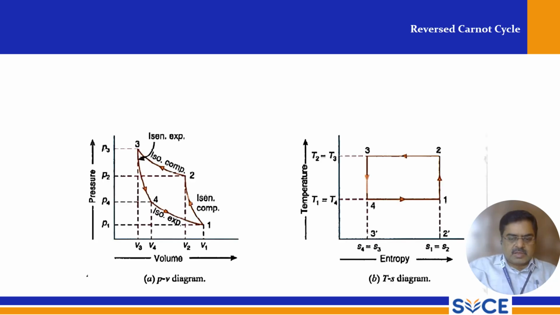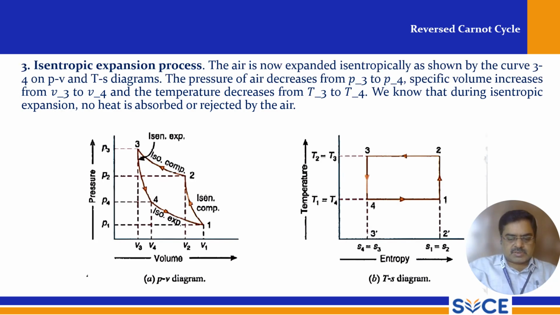Then the third process is happening, isentropic expansion. Again, it is an isentropic process, a constant entropy process. So here from 3 to 4, entropy remains constant, and what is happening? Pressure is getting decreased. We are decreasing the pressure in the expander.